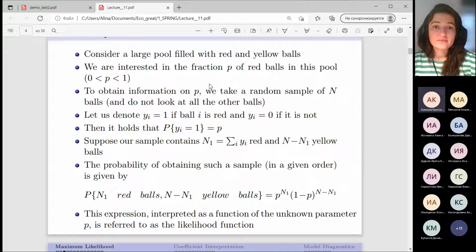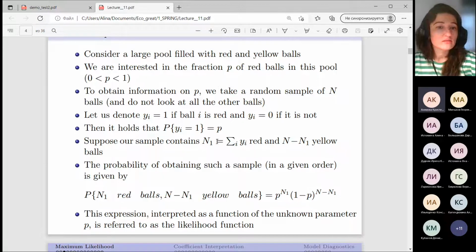And let's say that we take only a random sample of some number of balls, n. Here you can see, yeah? And don't look at all these balls. This is a classic example from probability theory, so we just need to discuss the idea of maximum likelihood on this example. And let's denote that our outcome variable y equals 1 if the ball is red, and equals 0 if the ball is not red, or in other words, it's yellow.